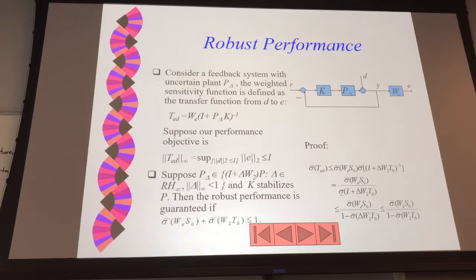So today we are going to talk about robust performance, and this part is actually pretty simple in a sense. You already have a system under control. This is a set of your plant. And I have an uncertainty signal in here, from D to E. So T_ED is from D to E.